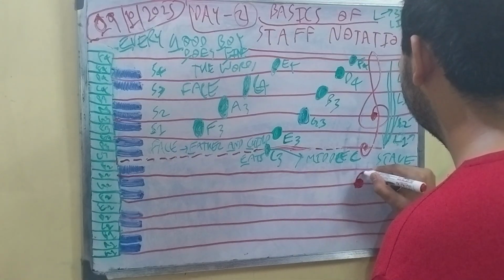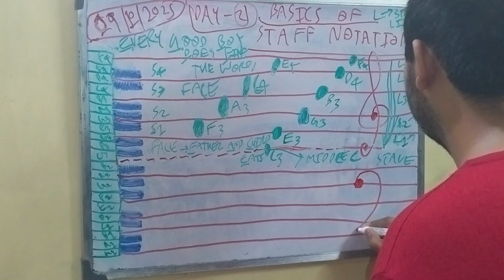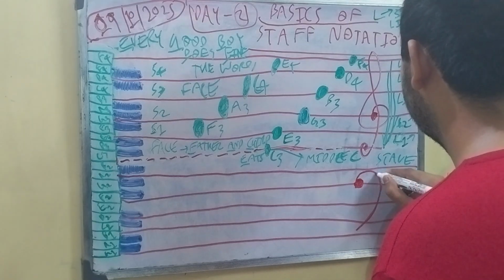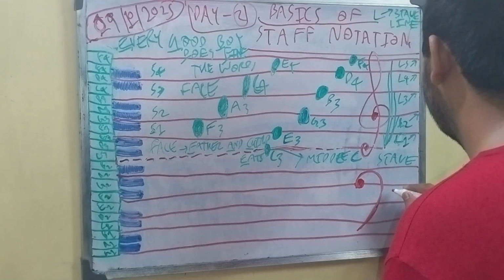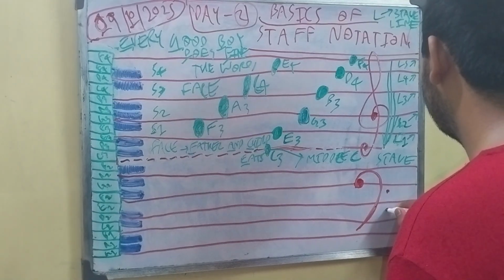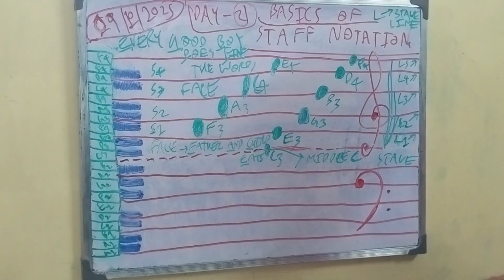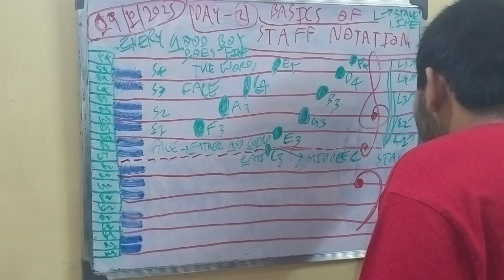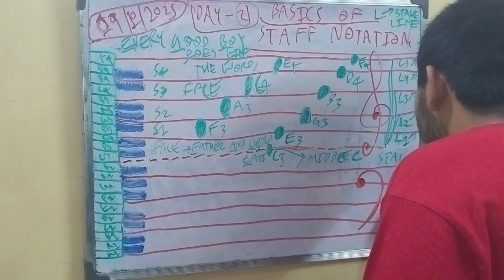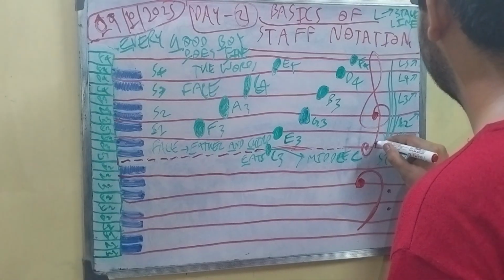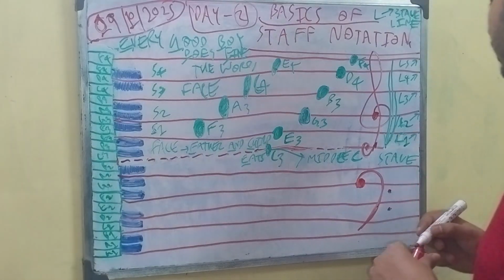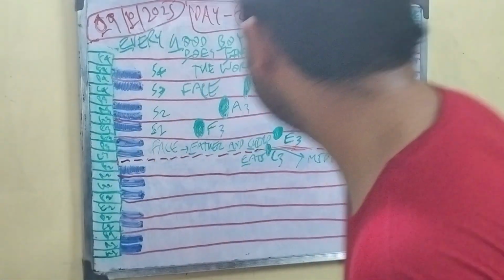Then you draw an inverted 9, a curly 9, and then draw two dots between the staff lines. Between staff lines 2 and 3, and between staff lines 3 and 4, draw two dots. That's the bass clef. Let me mark the lines again.